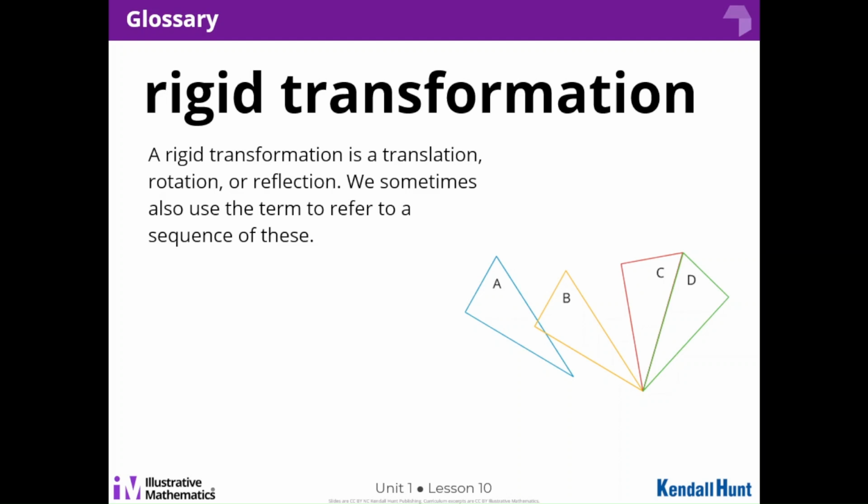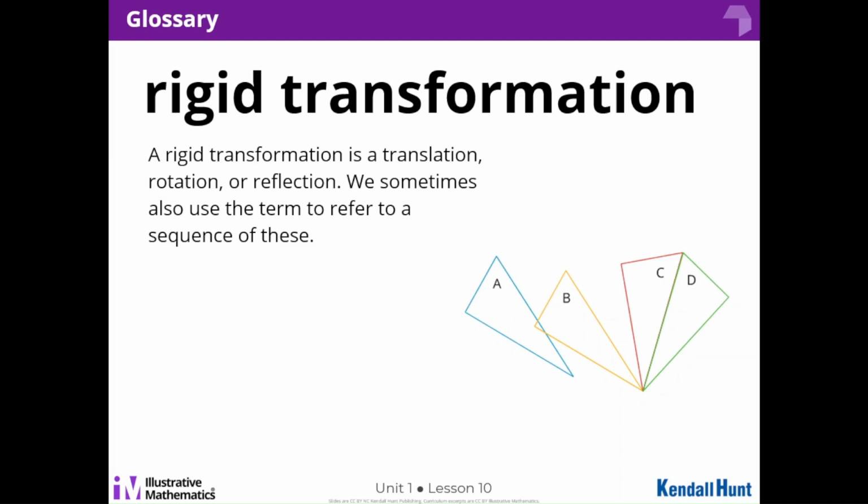So if I'm looking at the example in the lower right there, to go from the blue triangle A to the yellow triangle B, we would consider that a translation. We moved it to the right and down a little bit. To go from the yellow triangle B to the red triangle C, we rotated it clockwise. And then to go from the red triangle C to the green triangle D, we reflected it. We flipped it over.